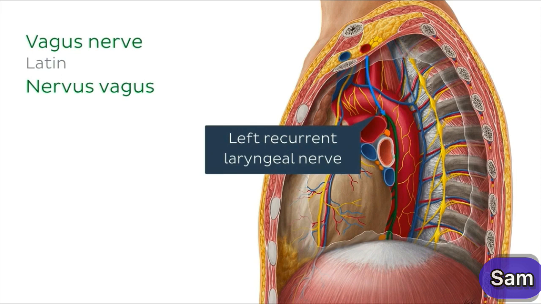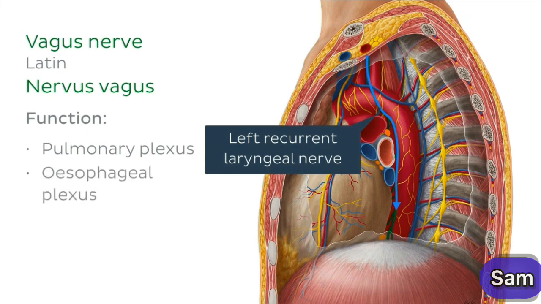The left vagus nerve then descends posterior to the root of the left lung, giving several branches to the left pulmonary plexus, before continuing on to join its right counterpart to form the esophageal plexus.